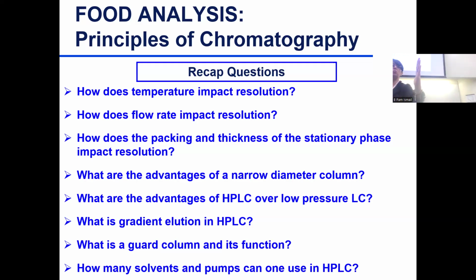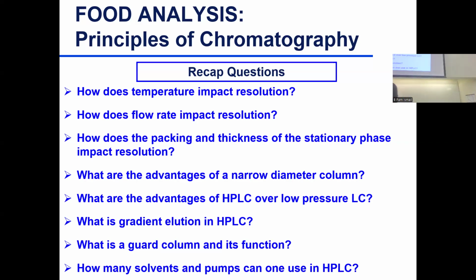Sometimes your peaks are very well separated. You don't have to worry about it because they're very structurally different, and you need to collect that fraction for another analysis. So you care about capacity. Then thicker would be better. Okay, so there are different perspectives.